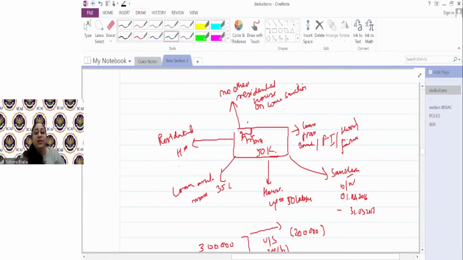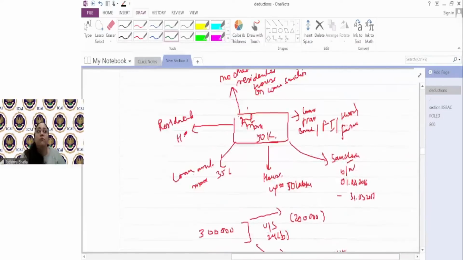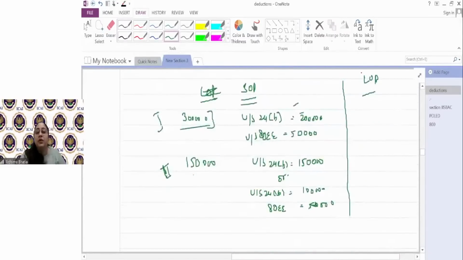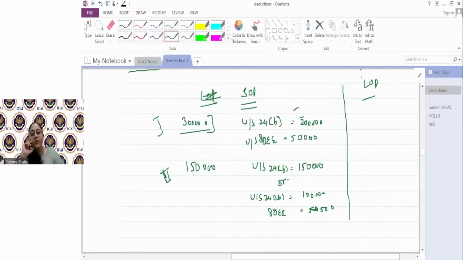Why am I saying again and again the word additional? Because already home loan interest deduction is there under section 24B. Now the question comes, ma'am, how do we claim 24B and this particular interest simultaneously? First of all, the same amount can be claimed either here or there. But the component is of interest.